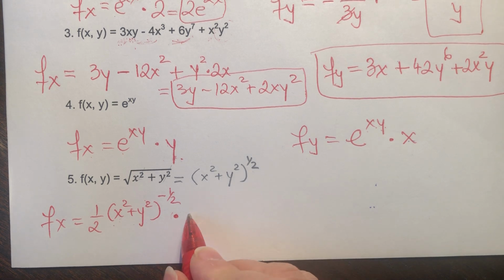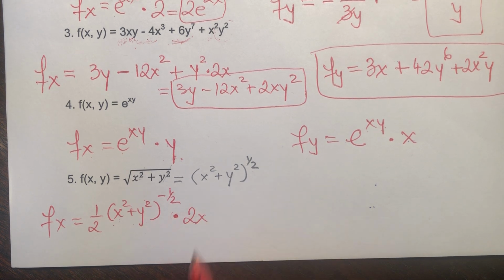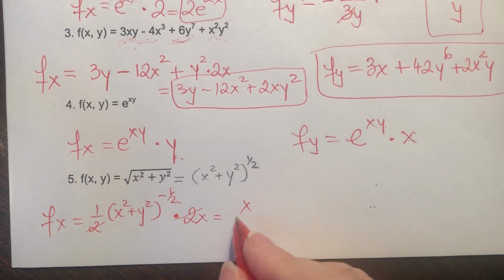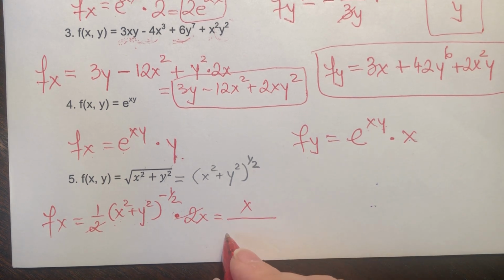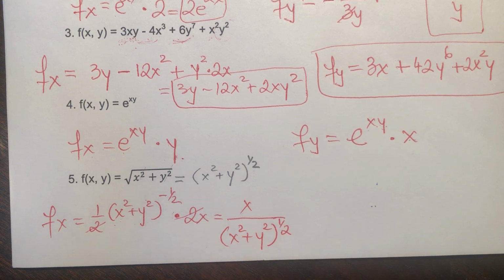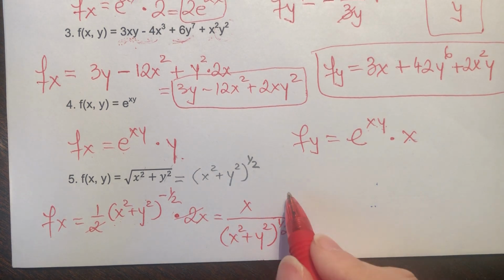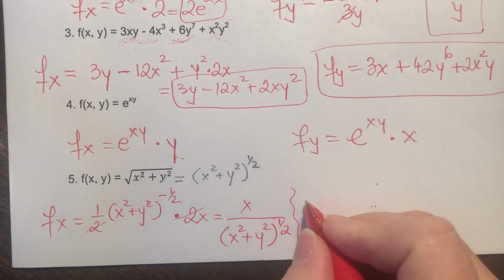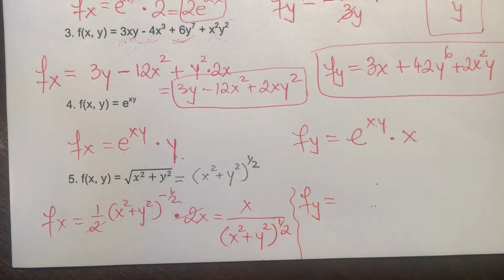So the derivative of x squared is 2x. And the derivative of y squared is 0 because there's no x in this term. Making this a little prettier, the 2's cancel out. The x will be at the top, and then I will write the negative 1/2 exponent. I'll make it positive by throwing this at the bottom. And if you want, you can turn it back into a square root.